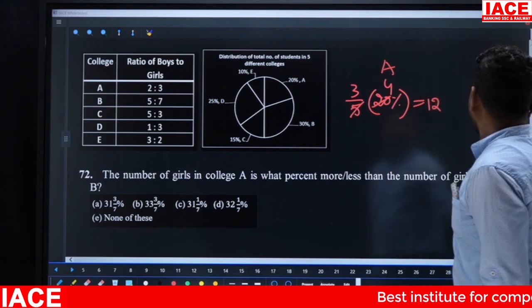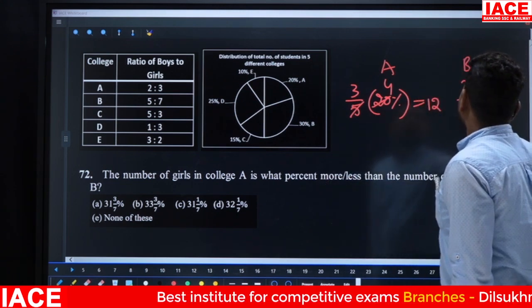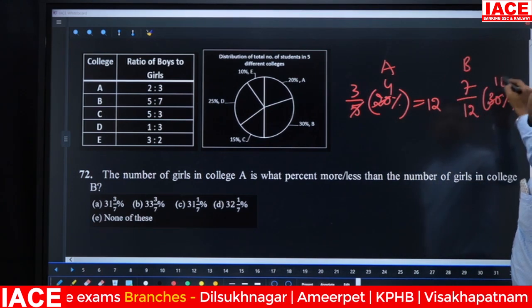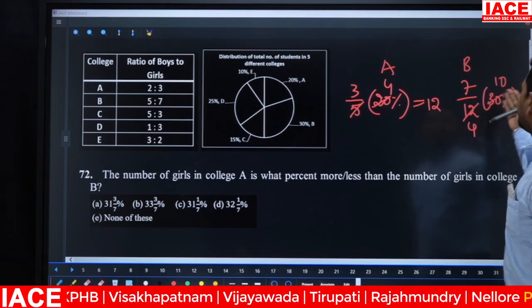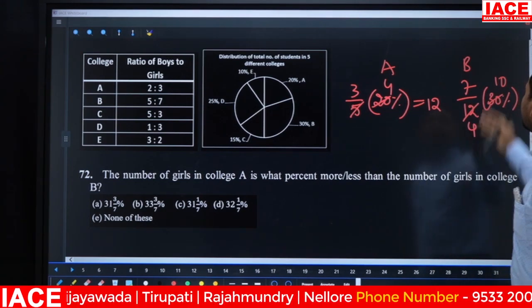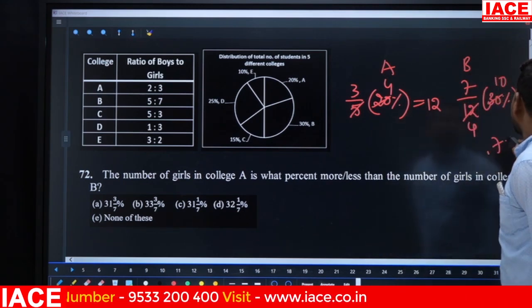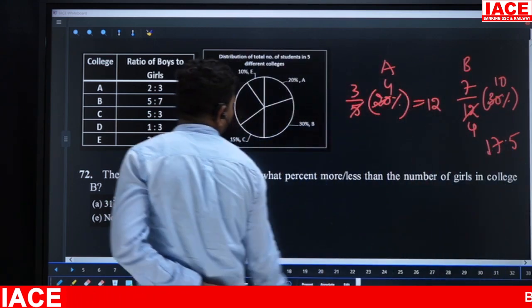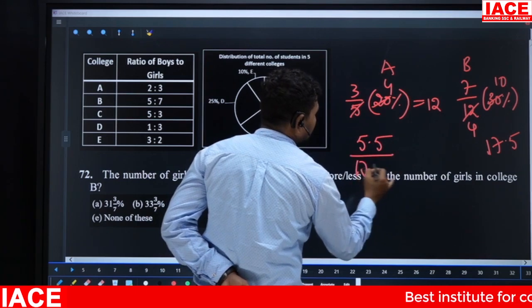And next, girls in college B. Girls in college B means 7 by 12 of 30 percent, and 3 tens are 30. So 7 tens are 70. 70 by 4 value is equal to 17.5. So the A value is less than the B value. How much less? 5.5 is less compared to 17.5.